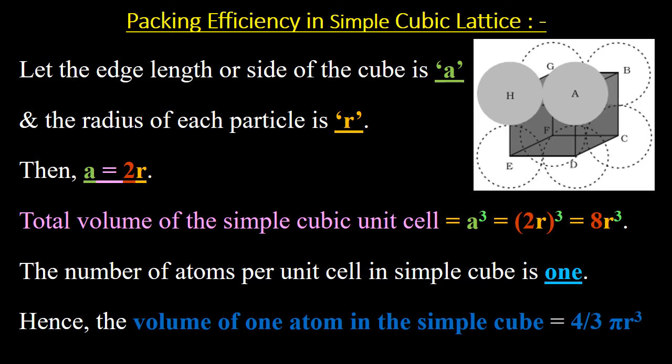Let us know how to calculate packing efficiency in simple cubic lattice. Let the edge length or side of the cube be small a and the radius of each particle be small r, then a is equal to 2r. Total volume of the simple cubic unit cell is equal to a cube, which is equal to (2r) to the power cube, is equal to 8r cube. The number of atoms per unit cell in simple cube is 1. Hence, the volume of one atom in the simple cube is equal to 4 by 3 pi r cube.